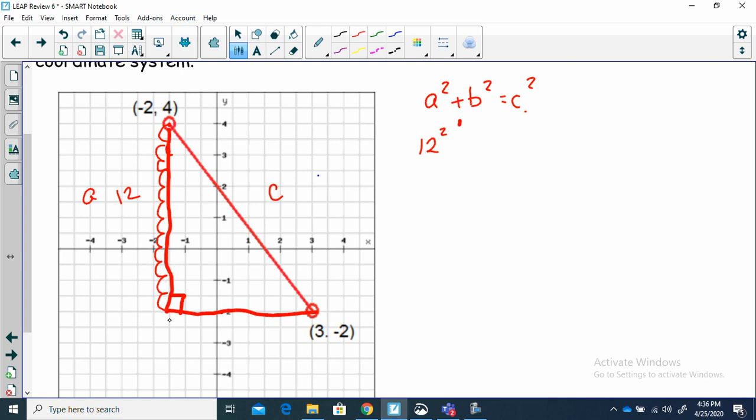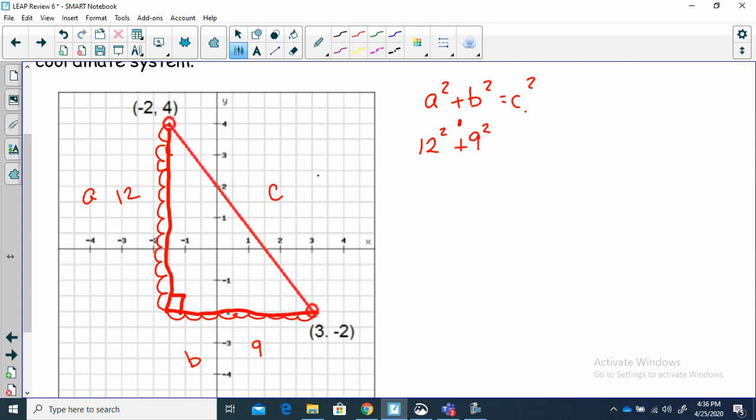Let's try this side here that we're going to call B. Let's see how long it is. How many units long? 1, 2, 3, 4, 5, 6, 7, 8, 9. This side is 9 units long. So we're going to substitute 9 in place of our B.